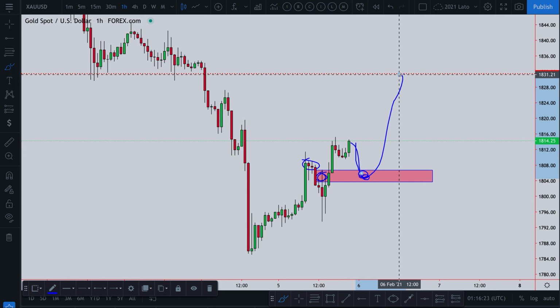So guys, again, this is my technical analysis. It is not advice, as I'm not a financial advisor. This is only for educational purposes, so take it that way.